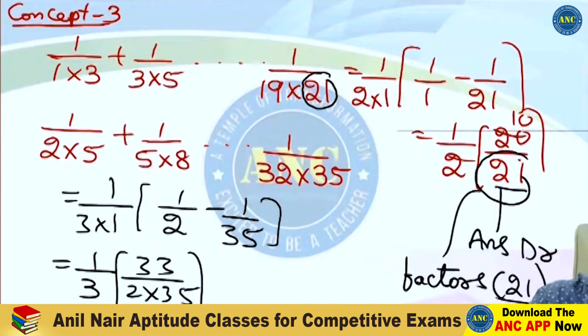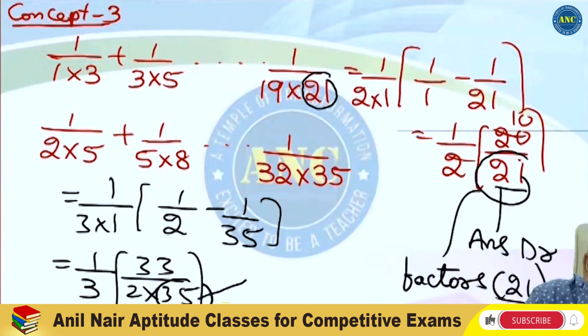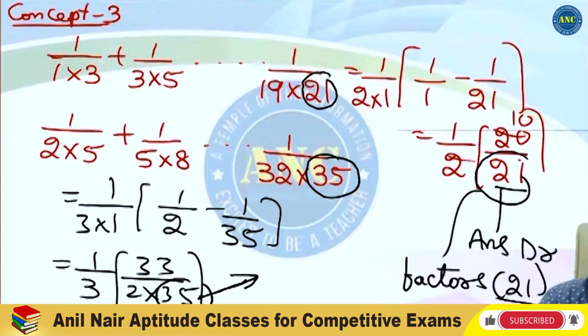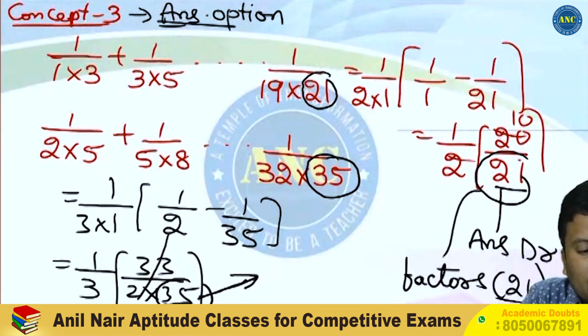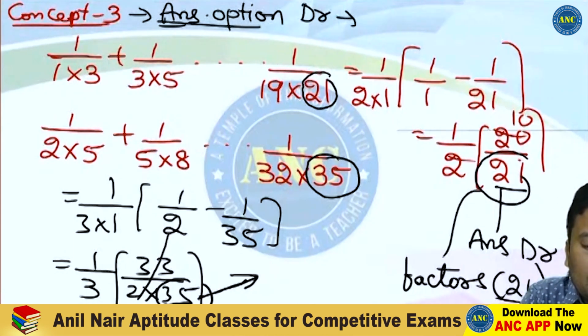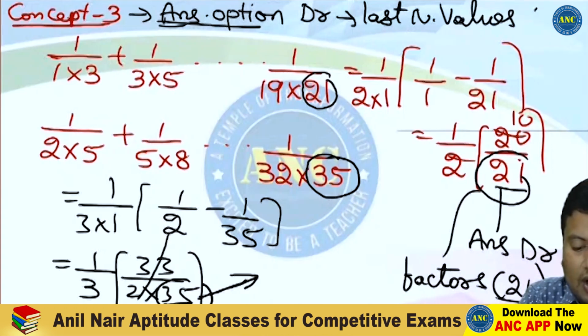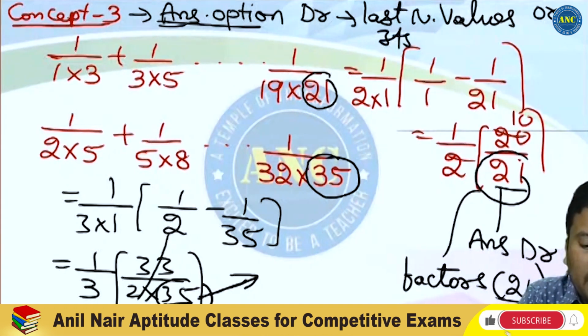If you observe closely, only see the answer denominator. The answer denominator contains the last numerical value. It could get factorized sometimes and might give you the factors also. Please write down: in concept number 3, in the answer options, the denominator should contain the last numerical value or its factors. Please make a note of it, sir.